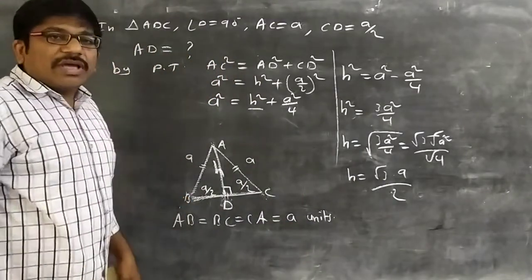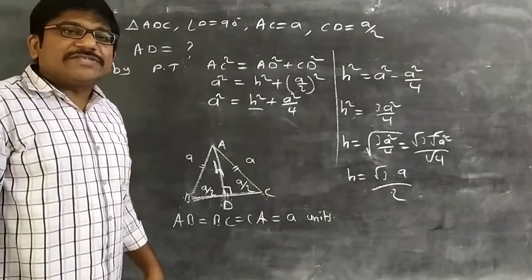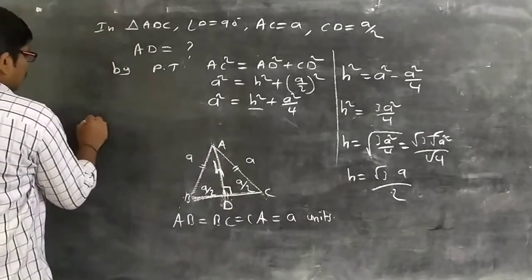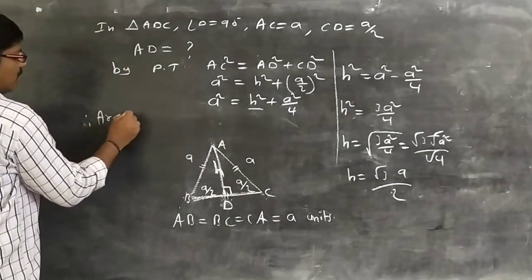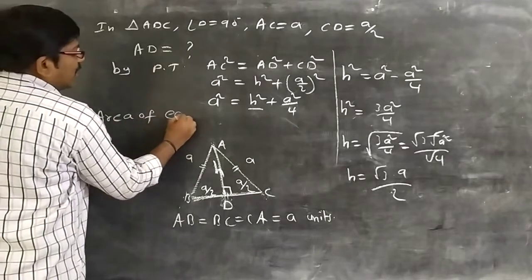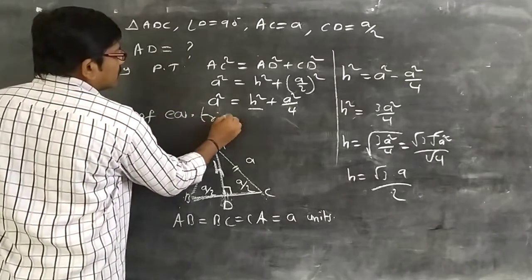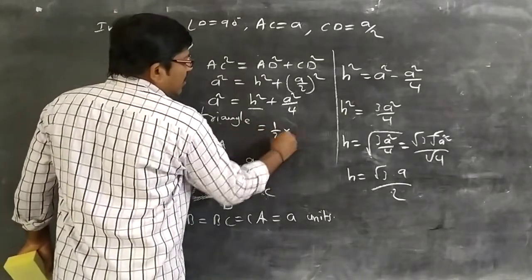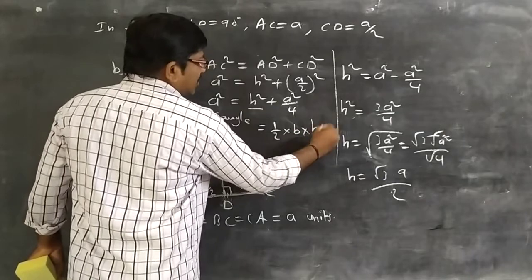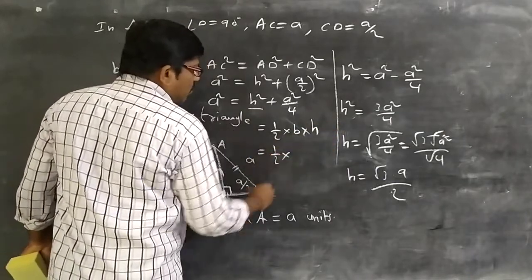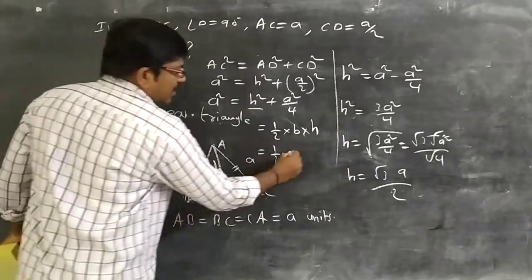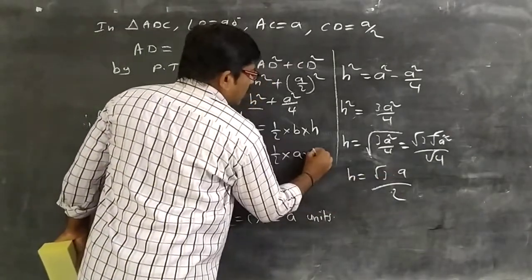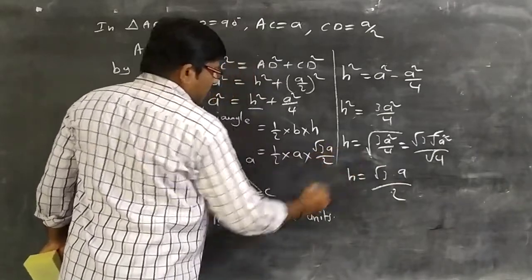Now use the area of a triangle. We know very well the area of a triangle, what is the formula? Half into base into height, right? So therefore area of equilateral triangle is equal to half into base into height. That is equal to half into base, which is A units, A into height H, which is already found, root 3A by 2. Root 3A by 2, right?